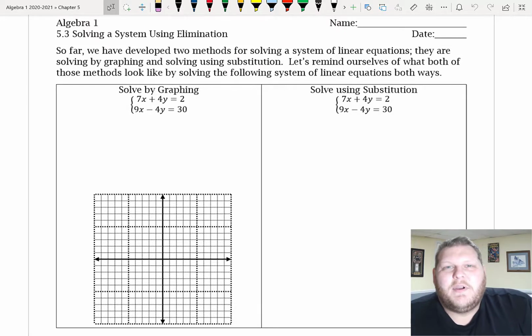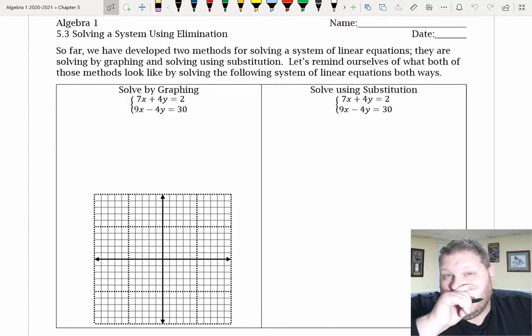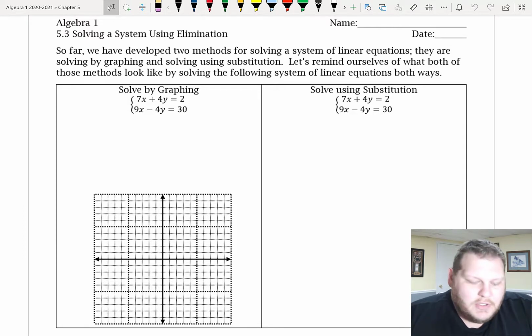Hey guys, today we are looking at 5.3, which is all about solve using elimination. So far we've already developed two methods on solving, solve by graphing and solve by substitution. So before we hop into what this new method looks like, let's do a quick little recap of what the two we've established already look like.